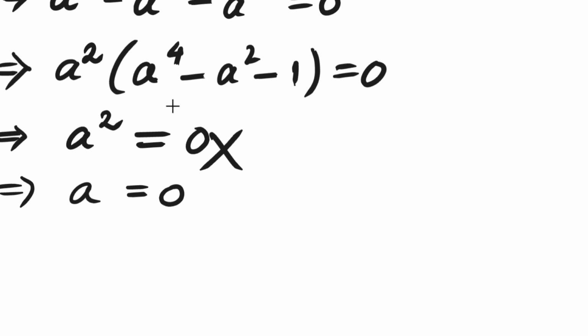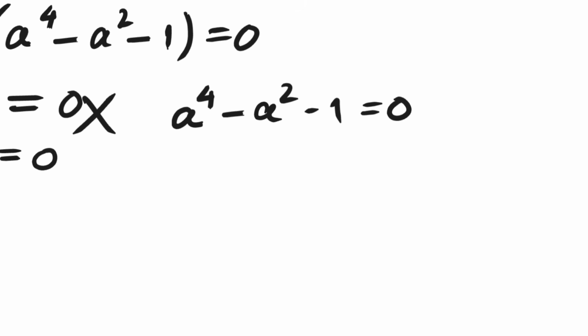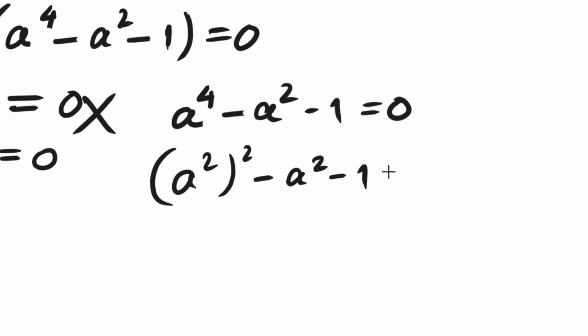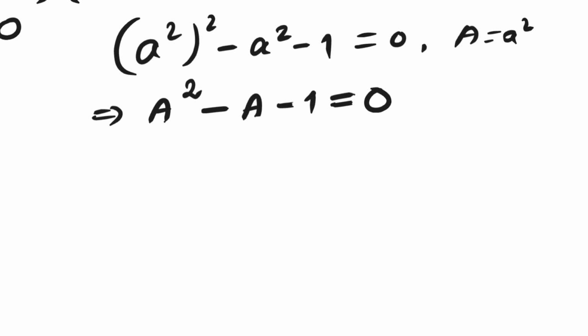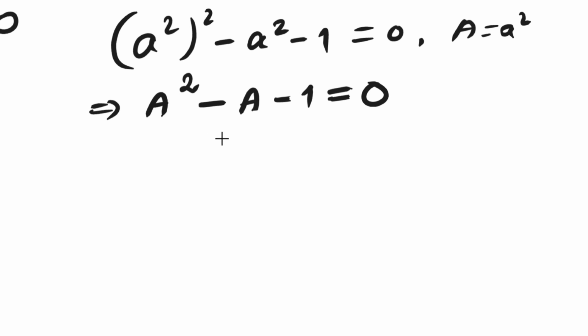Now let's continue with the second case, which is a to the power 4 minus a squared minus 1 equals 0. This equation looks difficult, but notice something interesting. We have a to the power 4, which is simply a squared whole squared. That suggests making a substitution. Let capital A equal a squared. This changes our equation into capital A squared minus capital A minus 1 equals 0, which is now a standard quadratic equation. To solve it, we use the quadratic formula.